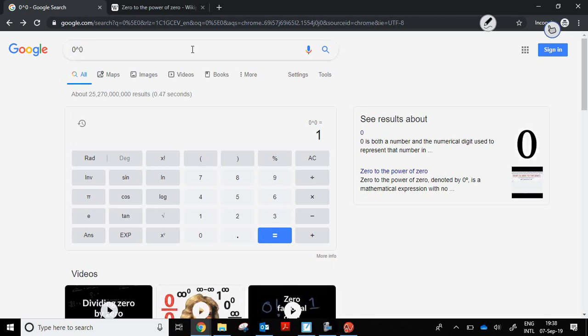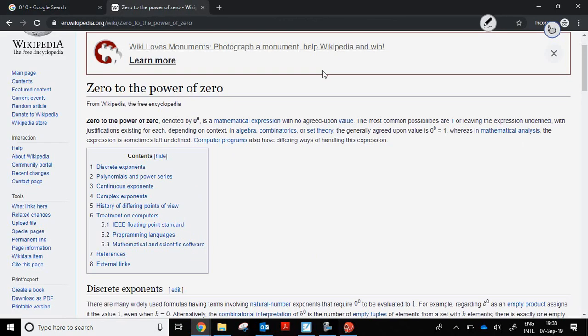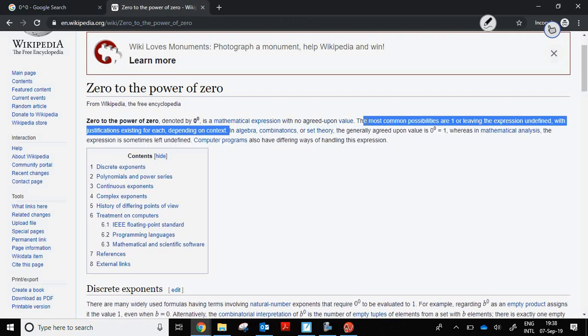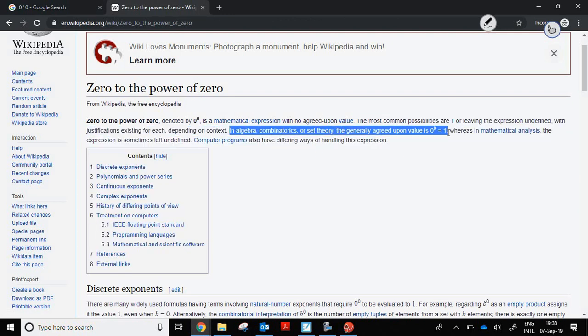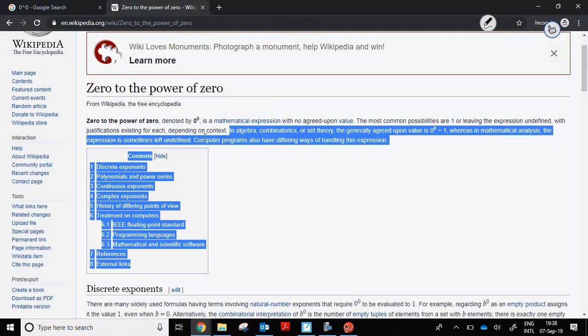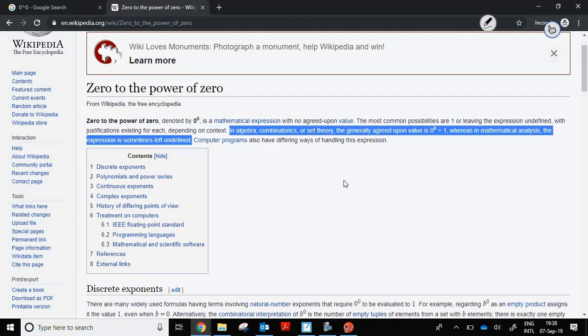So we'll go to Wikipedia for the tiebreak, and we see here that the most common possibilities are 1 or leaving it undefined. In certain branches of mathematics, we generally want to consider it to be 1, whereas in others we wish for it to be undefined. Unfortunately, the rest of this article is pretty dense and definitely beyond what you're likely to understand at this point in your mathematical lives, so we're going to stop it there. We will agree that 0 to the power of 0 is undefined.